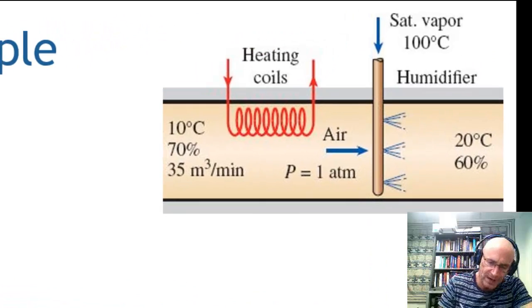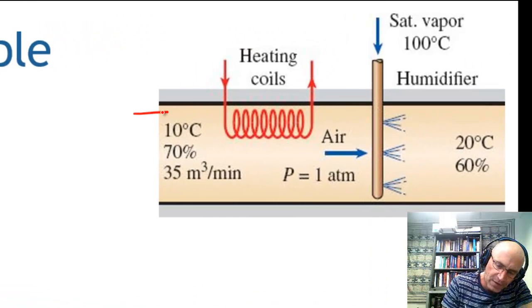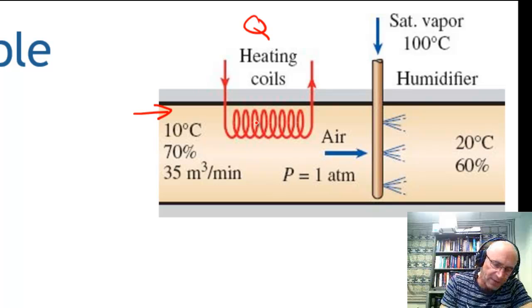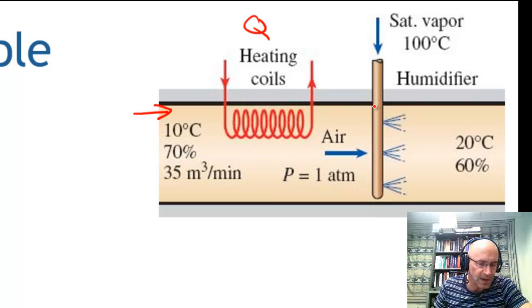Okay, let's go ahead and look at an example. And so here's the example that I have. I've got air coming in from the left-hand side. It's coming in at 10 degrees Celsius and a relative humidity of 70%. I'm given a volumetric flow rate coming in. I've got some heating going on, so some Q that's going in. And then after it's heating, I'm adding some saturated vapor at 100 degrees, and I'm adding some water and some additional energy that's coming in with that. And now it's leaving at 20 degrees Celsius and 60 degrees.